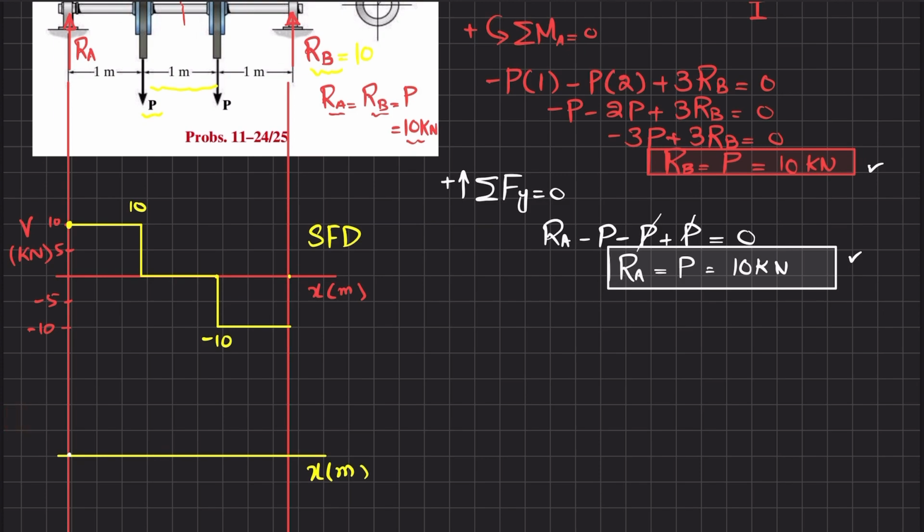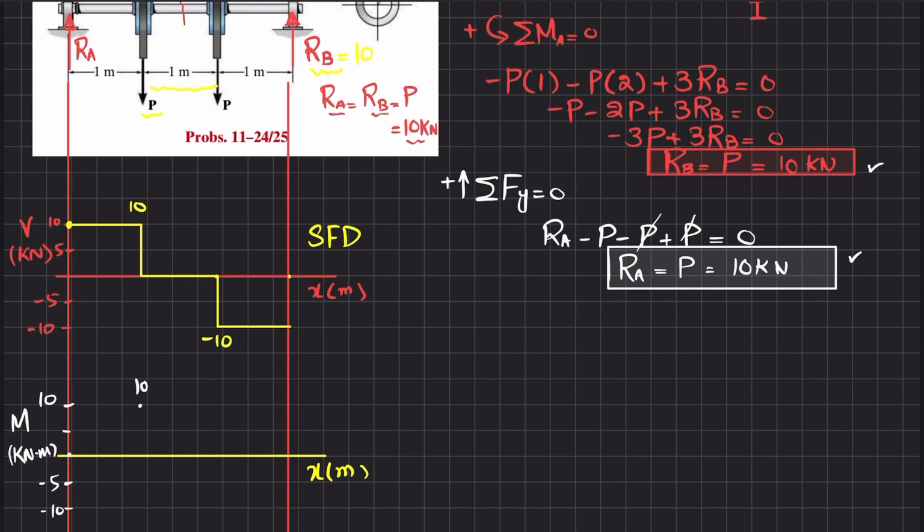Okay. We have the moment, and each division is also 5, 10. So 10, minus 5, minus 10, and the unit will be in kilonewton meter. So your first point under the shear force diagram is this one. This is 10 kilonewton meter.